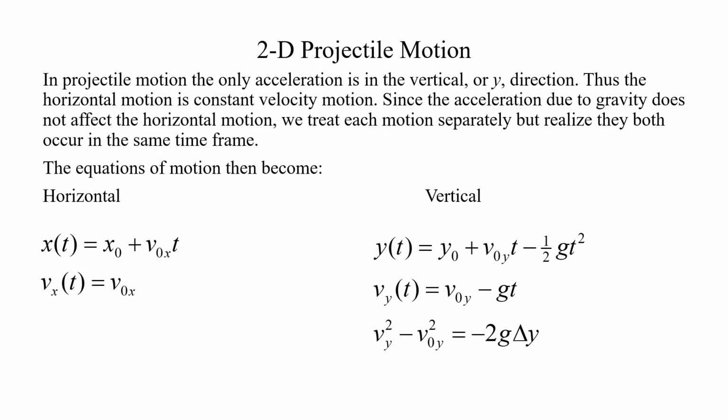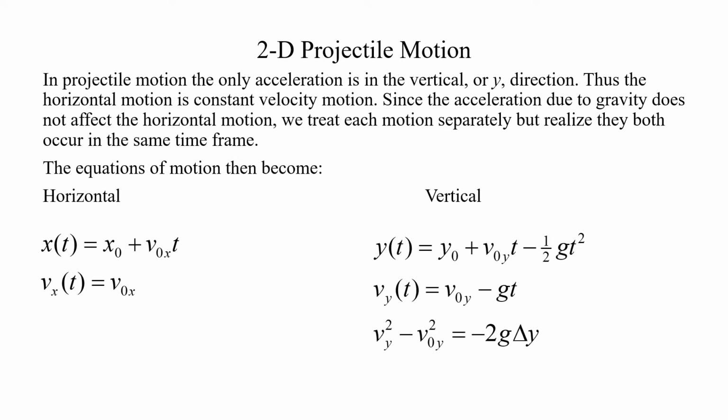In the horizontal direction, x is just x naught plus v0x t, where v0x is the x component of the initial velocity. The velocity then is constant. So the velocity at any later time will equal the initial velocity in the horizontal direction. The vertical direction is just our vertical free fall that we already learned. So y as a function of time is our initial y position plus the initial velocity in the y component times time minus 1/2 g t squared. And velocity then is v naught y minus g t.